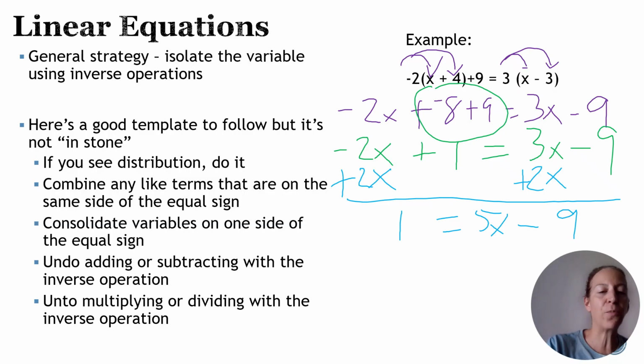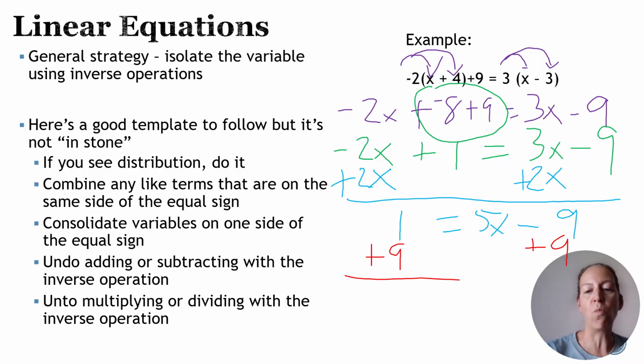Okay, now we get to the point where we undo any adding or subtracting with the inverse operation. So remember this, the goal here is to isolate the variable, okay? And so here's my variable. I've got a minus 9 here, and I can undo subtraction by adding. So I'm going to add 9 to both sides. Now, again, we want to remember why it cancels out. Negative 9 plus 9 is 0. Those add up to 0, and that is why they are not there anymore.